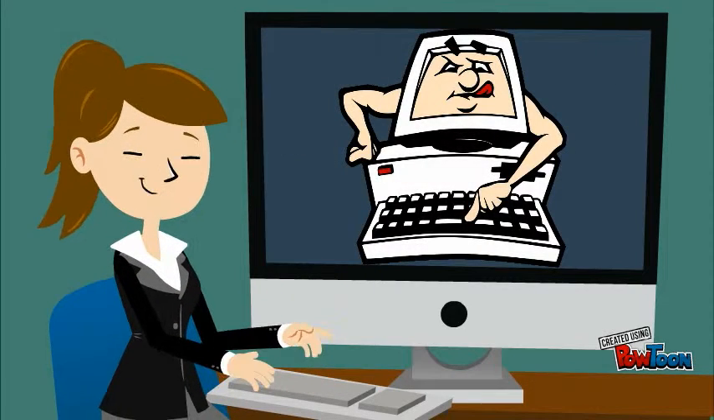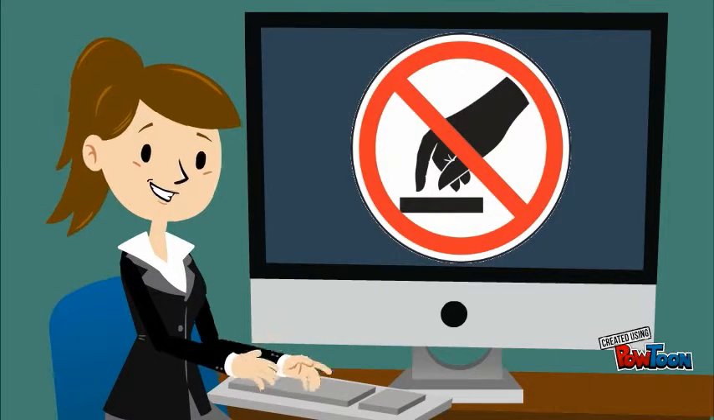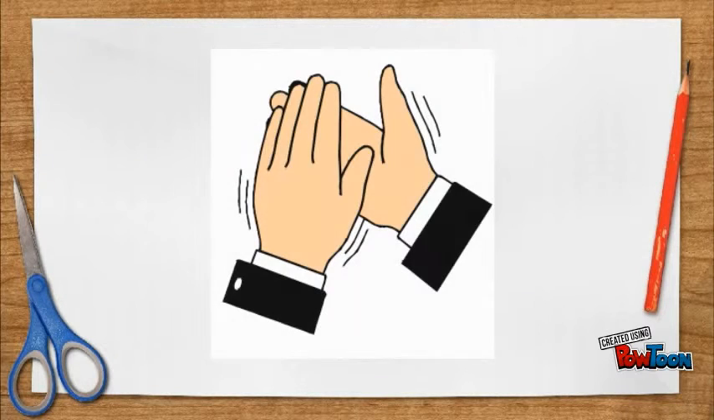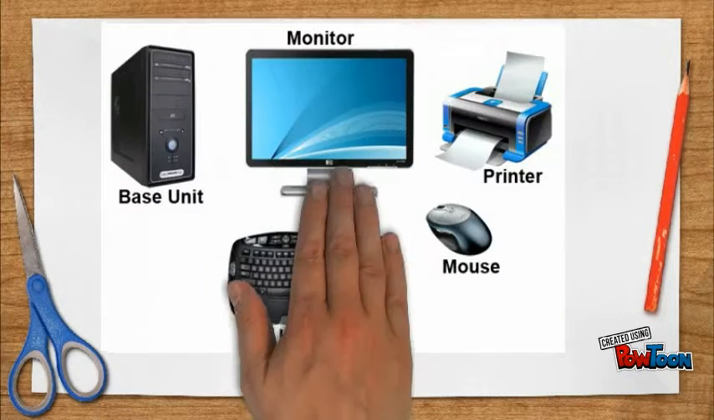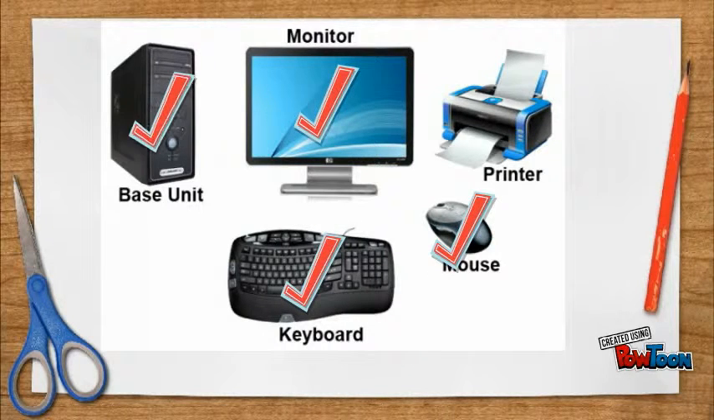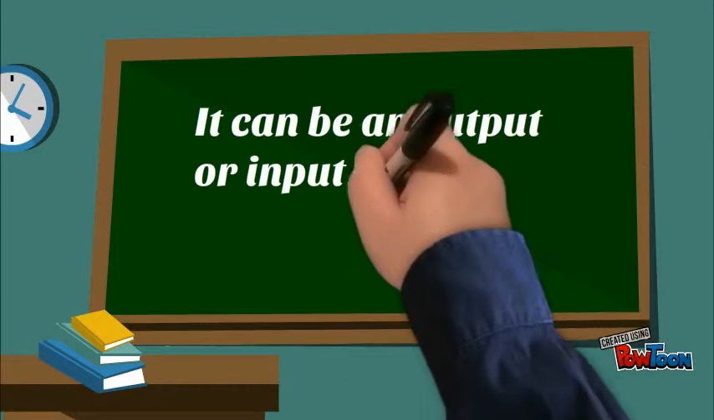Hardware is the physical or tangible part of a computer, while software is the intangible part of a computer. Hardware is a part of computer that can be touched. It is actual machinery such as monitor, keyboard, mouse, system unit, and many more. It can be an output or input device.